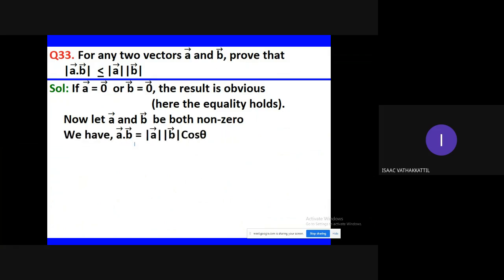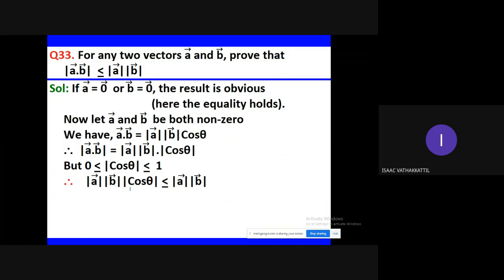Now what is A dot B? Magnitude A magnitude B cos theta. Correct? So modulus of A dot B is magnitude A magnitude B mod cos theta. Now what we know is that cos theta is between minus 1 and 1, so mod cos theta is between 0 and 1. Mod cos theta is less than or equal to 1. Multiplying both sides with magnitude A magnitude B, you get magnitude A magnitude B mod cos theta less than or equal to magnitude A magnitude B.